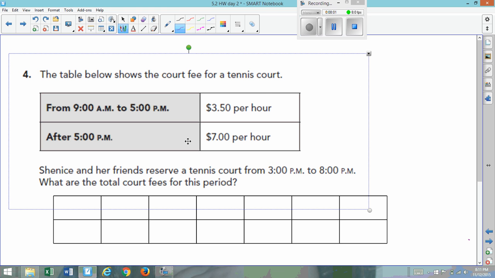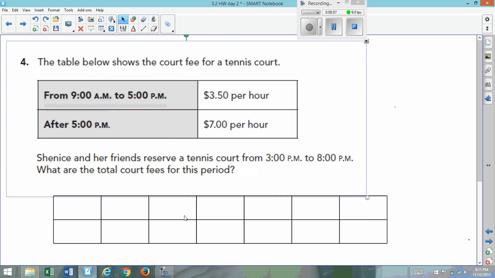Okay. I don't like the way that looks, but how much can I do about it.